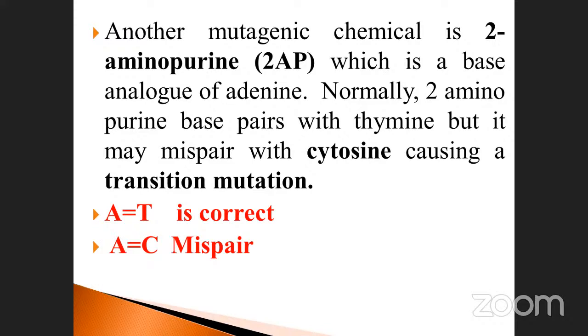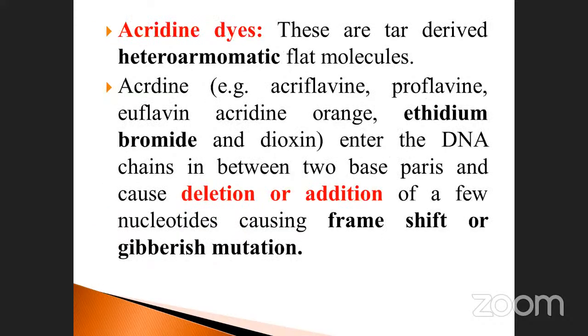Transition: see here, A is always joined with thymine. It's the correct order. So how will the mispair be? Adenine combines with the molecule of cytosine. This is a mispair. It happens when you are adding the chemical 2-aminopurine. When you are adding the aminopurine, the normal bond is not possible. Instead of this, we will get this type of mispair. So don't forget, my dear.